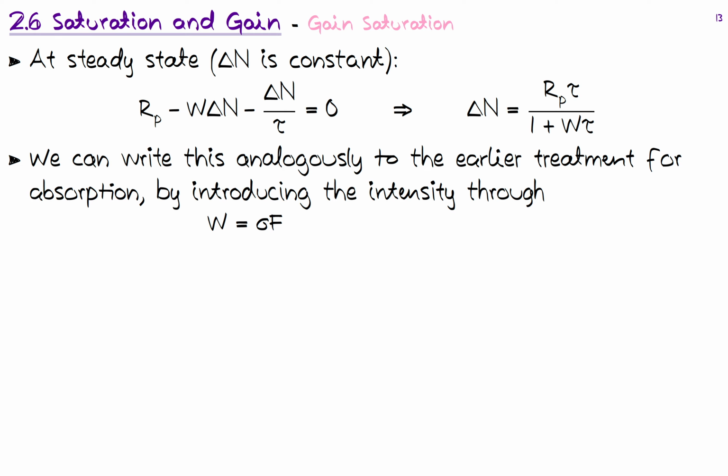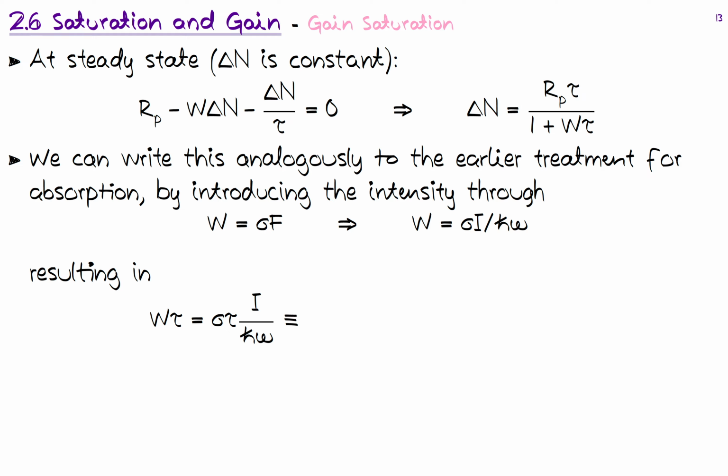This is always what we have been using before, so that W, the absorption rate, equals sigma times I divided by h bar omega. And this results in W tau equals sigma tau I divided by h bar omega, and this we can again define as the intensity divided by saturation intensity. Here the saturation intensity for gain is essentially very similar to the case of absorption, so we have h bar times omega divided by sigma tau.